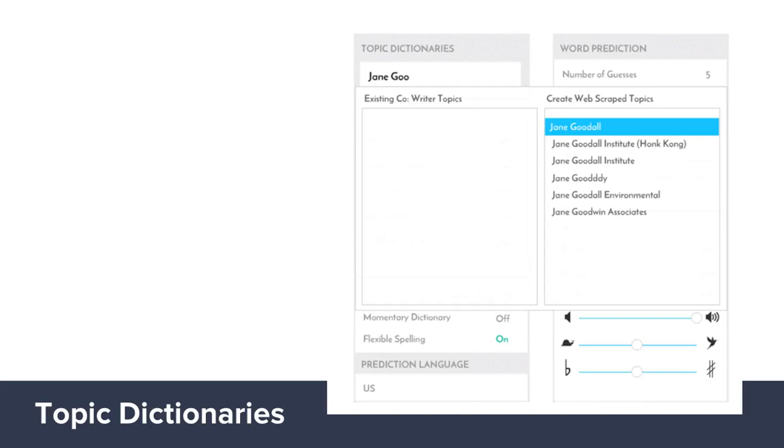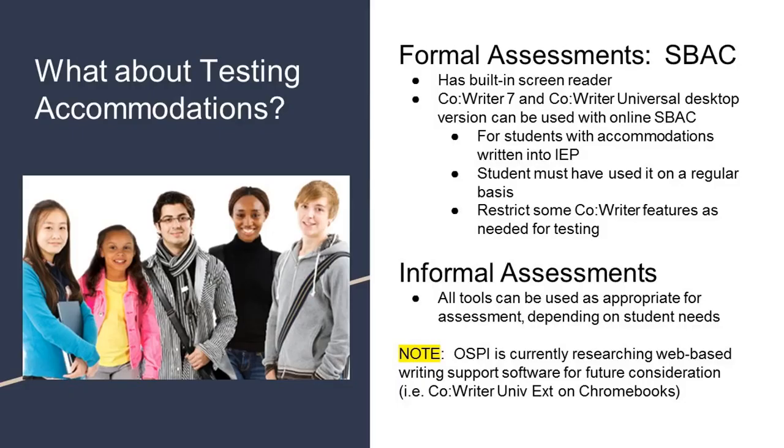You still have your topic dictionaries. We think the topic dictionaries are one of the most important supports of co-writer, but yet what we've noticed is less than 15% of the time when a student is using co-writer are they actually using a topic dictionary. And so to try to improve that, neuron prediction will help that, but we've also made how you make your topic dictionaries even easier, and I'll show you how to do that. And then we'll get into a little bit of the aspects.